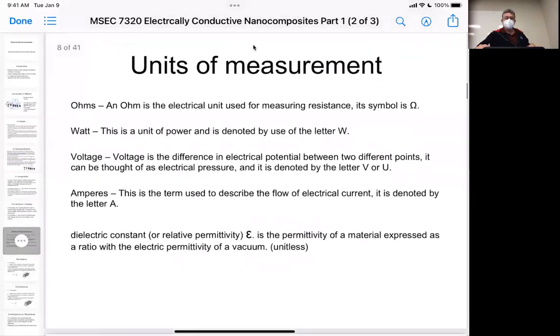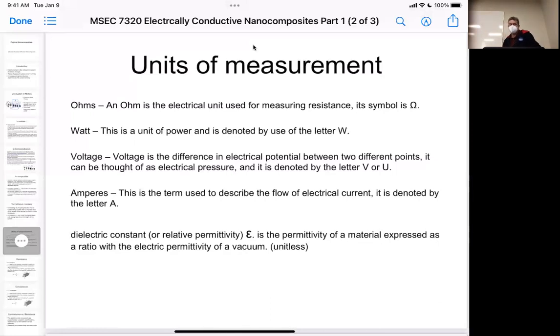Okay, so I know this is review, but I have to make sure everybody's on the same page here. When we're looking at these papers, we're looking at different units of measurement. Resistivity or resistance is measured in ohms, and that's one way to look at it. And a watt is a unit of power. Current is actual flow, and potential is the energy difference between the two things.